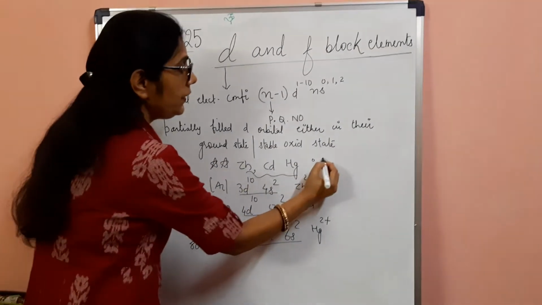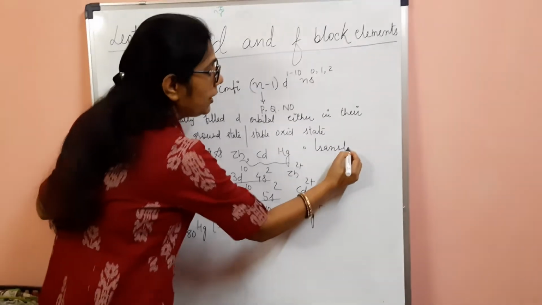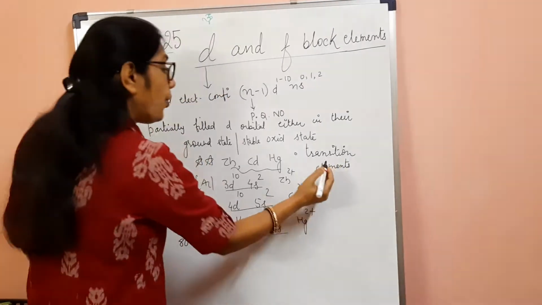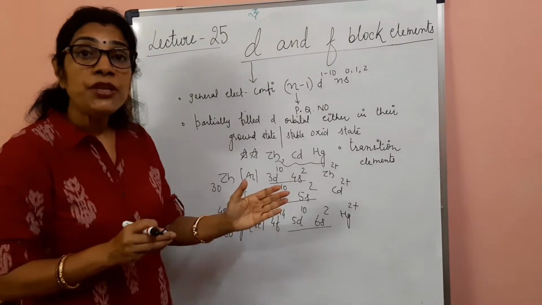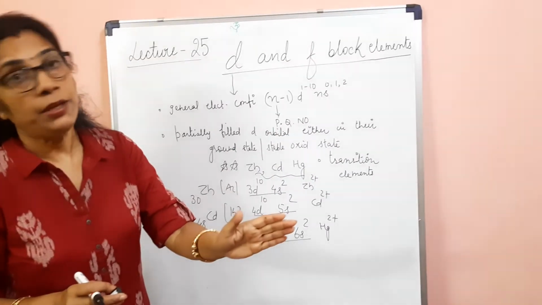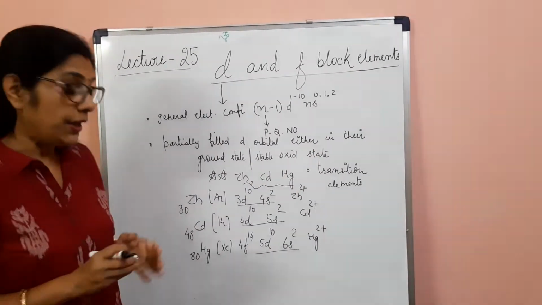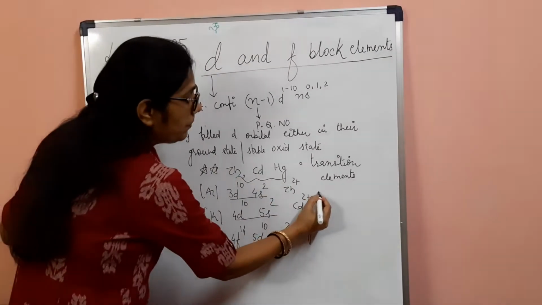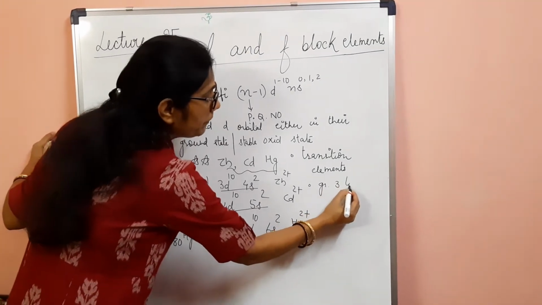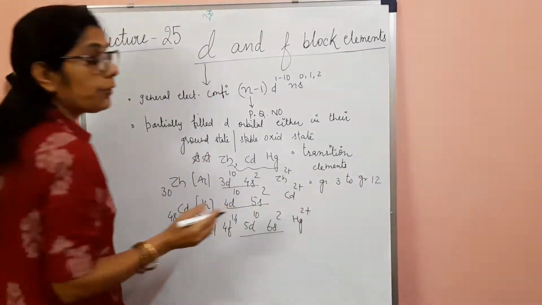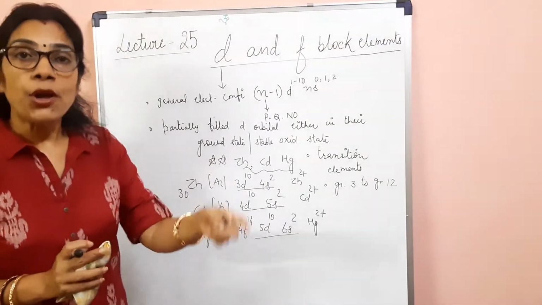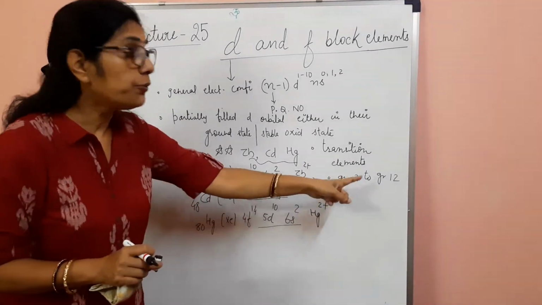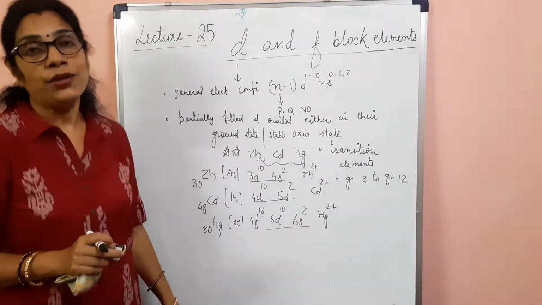Then these D block elements are known as transition elements. Okay, why are they called transition? Because they lie between S block and P block elements, so they are known as transition elements. And these transition elements comprise group 3 to group 12. Group 1 and 2 are S block elements, 13 to 18 are P block elements, and the rest, that is group 3 to group 12, are known as D block elements.